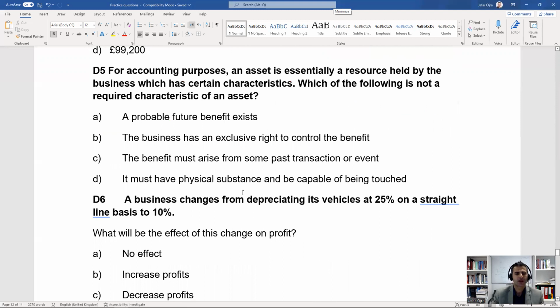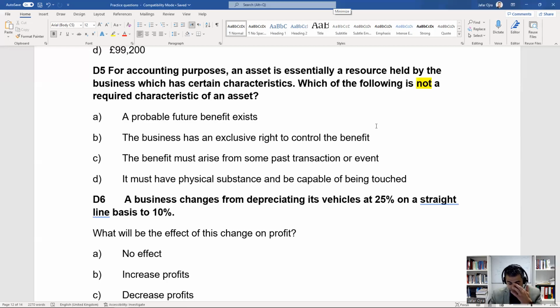D5. For accounting purposes, an asset is essentially a resource held by the business, which has certain characteristics. We know that. Which of the following is not a required characteristic of an asset? In accounting, if you recognize an asset, there are some characteristics which define an asset. So here, the question asks you which of the following is not required. Is not required, right?